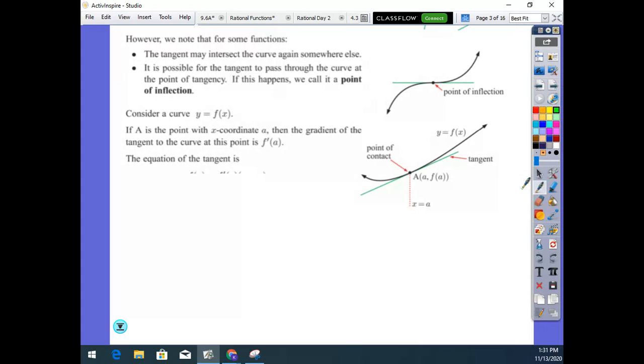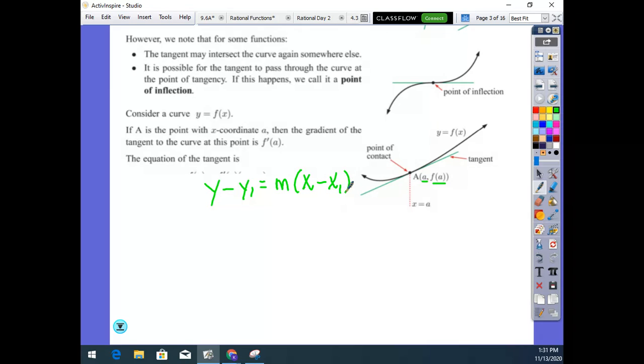I want you to think about if we have a point A, f of A. First of all, how do you write an equation of a line in point slope form? y minus the y coordinate equals the slope times x minus the x coordinate.